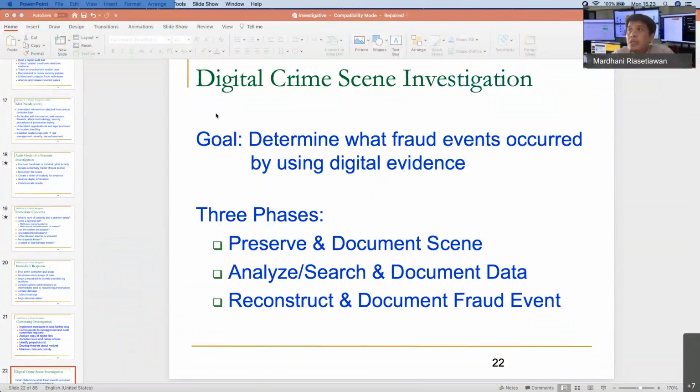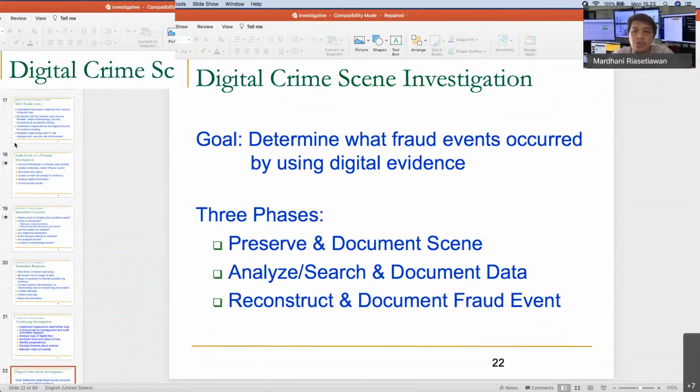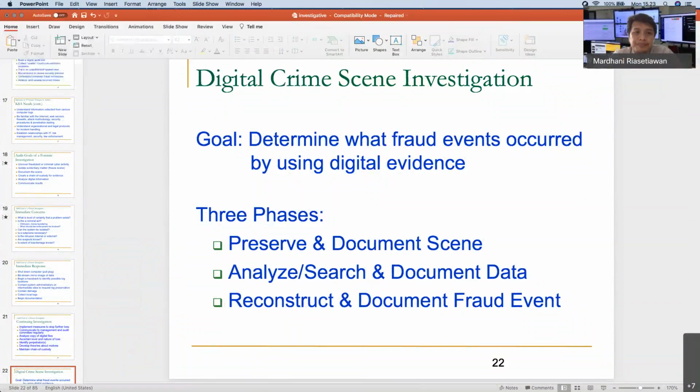Okay, so in digital crime scene investigation, we have a goal to determine what fraud event occurs by using digital evidence. So the focus in digital crime scene investigation is the fraud event. Not the fraud itself, but the fraud event: what activity, what event triggered the fraud. In very short words, we want to know why the fraud happened. So that's the most important thing.